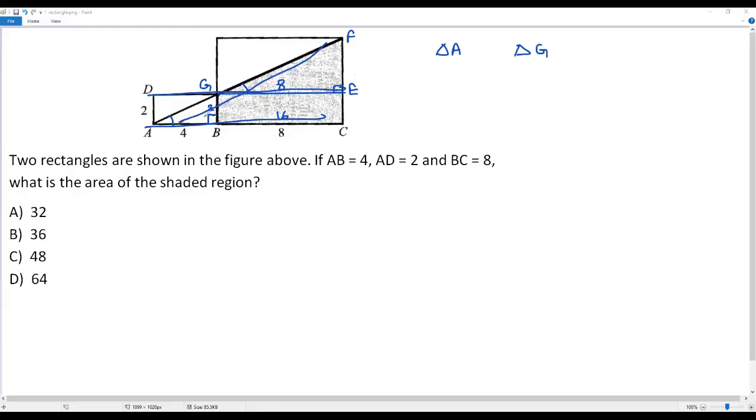Now let me consider the vertex B in this triangle because we have a right angle over here. And what is the corresponding vertex in this triangle? That is E, because here we have a right angle. Let me write it.